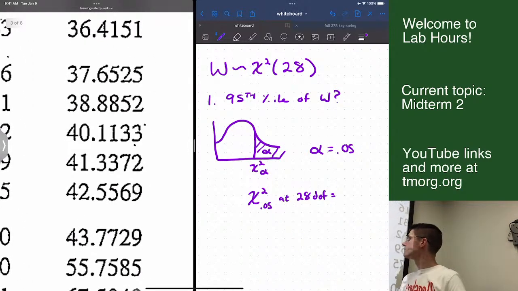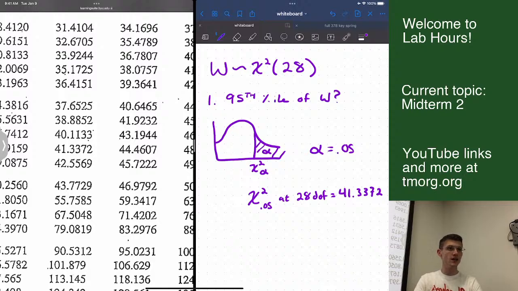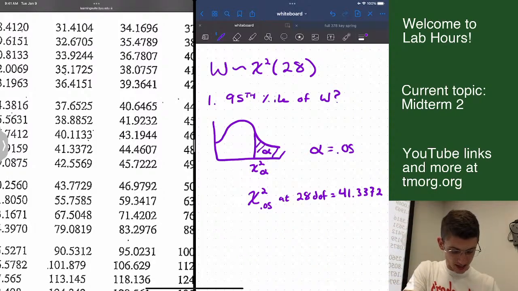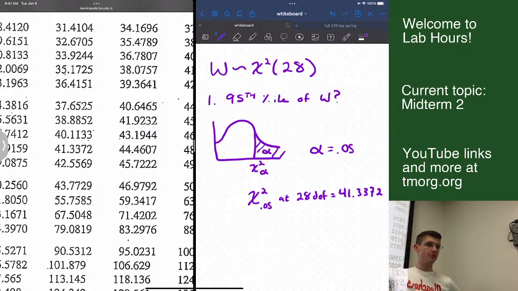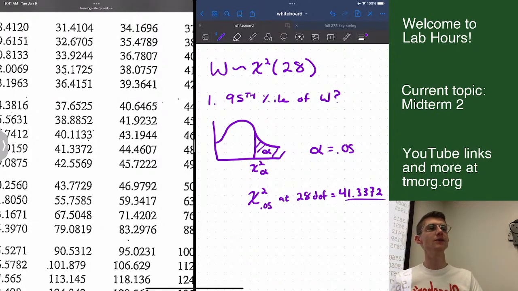So that's pretty cool. What does that mean? What it means is if I were to have a chi-squared looking thing that I wanted to play with, some variances, I would say, okay, what then is the value of chi-squared with this given distribution such that 95% of all other possible values of chi-squared are smaller than that value? It's 41.3372. Great. Excellent. Phenomenal. We love it. Wonderful.